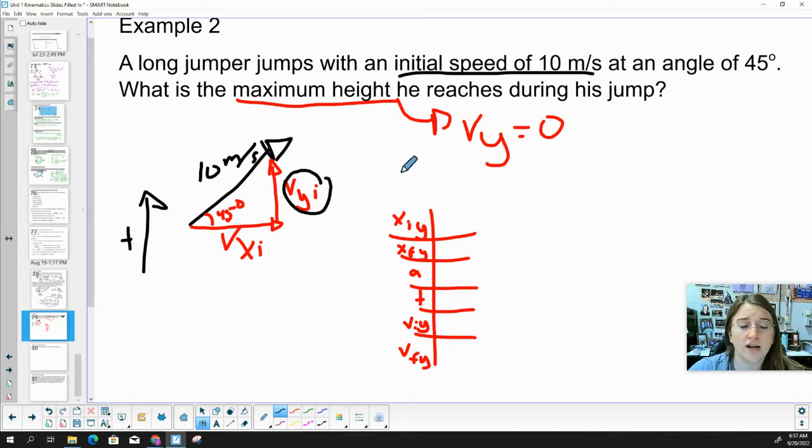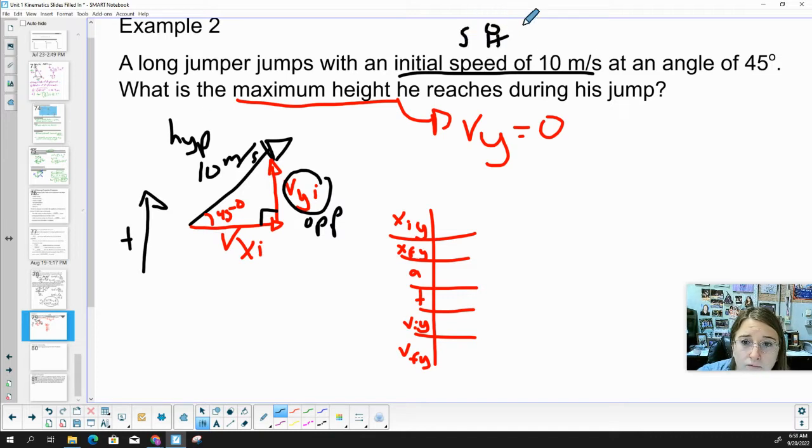Right now, we're just trying to find Vy initial. Do the trig, what is that? Okay, so that means that 45, here's my angle. VYI is my opposite. Here's my right angle. That makes 10 the hypotenuse. Looking at SOHCAHTOA. Oh, right there.